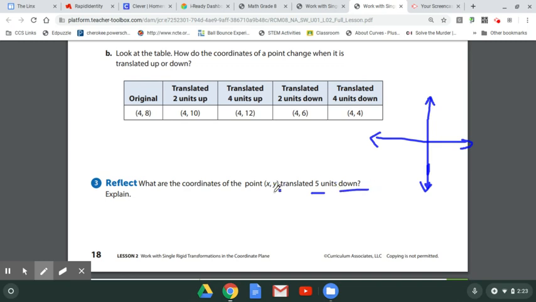So no matter what that y value of the ordered pair is, whatever the x is, the x stays the same. But we look at whatever the y is and we subtract 5 because it's going 5 down. So whatever the ordered pair was, the y is now going to be 5 less.